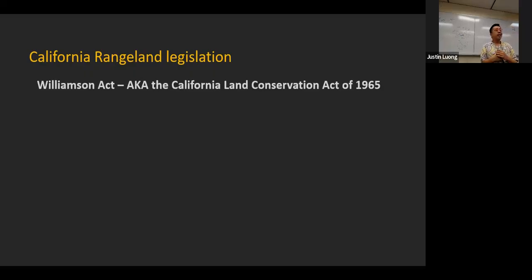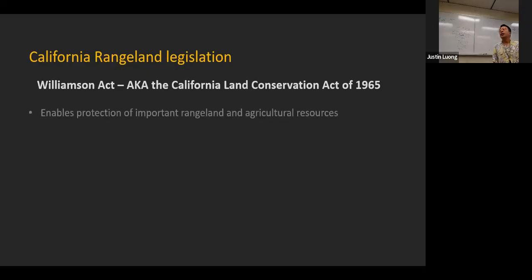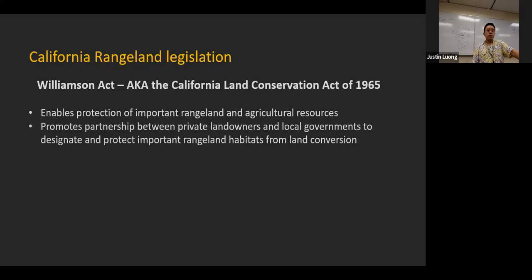So California also has some important rangeland legislation. We'll just go through three Acts today that are relatively important. The Williamson Act is a very important act, also known as the California Land Conservation Act of 1965. And this enables protection of important agricultural and rangeland resources. It's essentially a fancy conservation easement. It promotes partnerships between private landowners and local governments to designate and protect important rangeland habitats from land conversion.